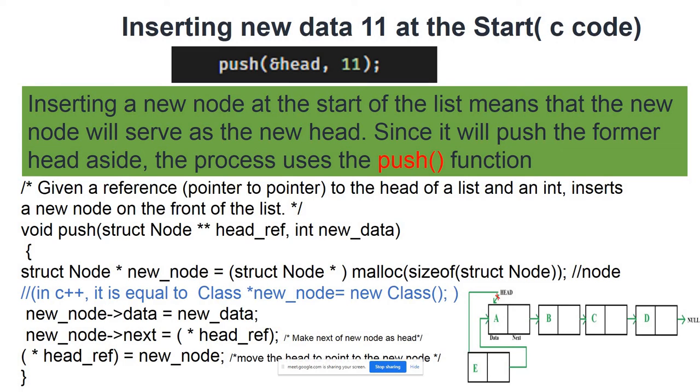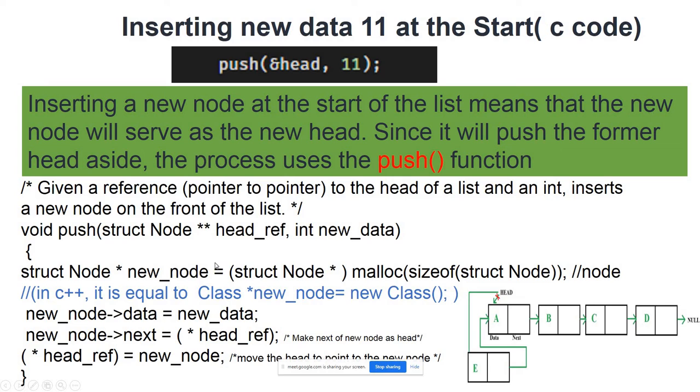Now inserting a new data, let's say not after the head, just before the head you want to insert it. Then you can create a function called push and give the address of that, and you say 11. So it is like you are creating a new node called E before head, and you altogether make the E the new head, and the link can be established like this.